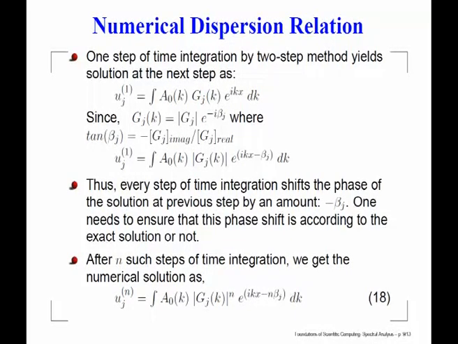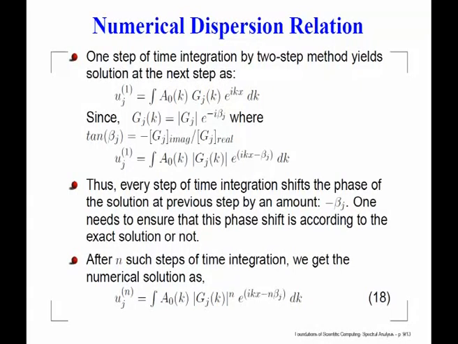Suppose I start from the initial solution, which is given by the initial spectrum a naught of k times e to the power I k x d k, and then I am looking for the solution at the first time step delta t, and that I will call u of 1.